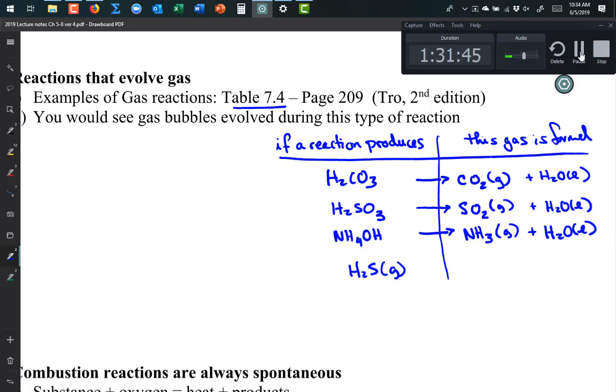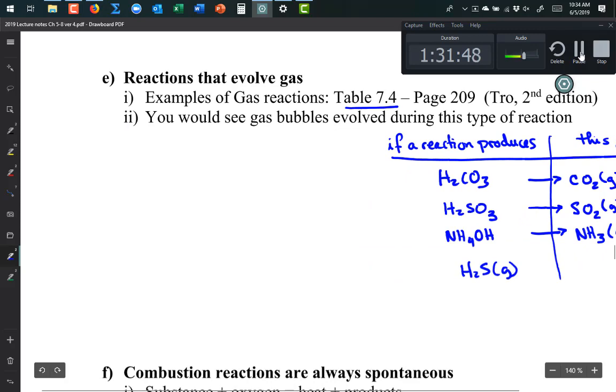So what does this look like, right? I'm just going to draw one over here. I'm going to write a reaction. Let's do HC2H3O2. This is acetic acid plus sodium carbonate.